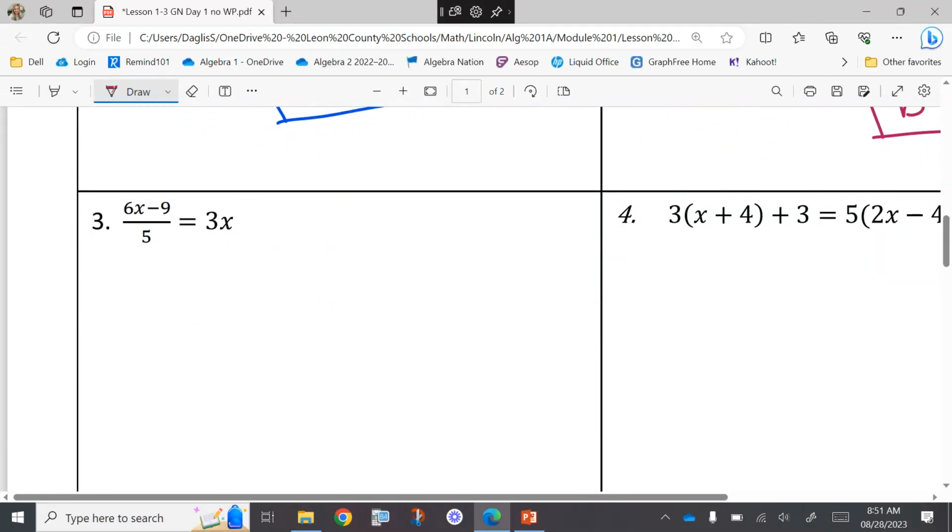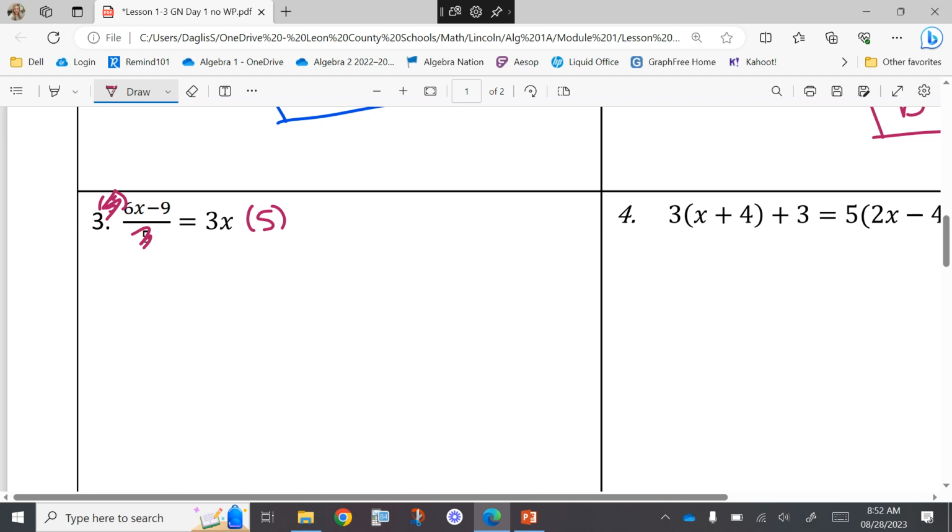Okay. Let's come down here to number 3. So right when you feel good, I'm going to throw a fraction in there. But what are fractions? We've talked about this, and we're going to keep talking about it. Fractions are division. That is 6x minus 9 divided by 5 equals 3x. I think we actually had this one last week. So how am I going to undo that divide by 5? Multiply by 5 to both sides. That gets rid of my denominator because we've moved it over.